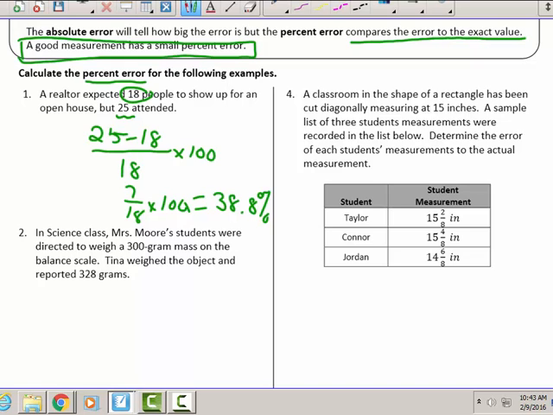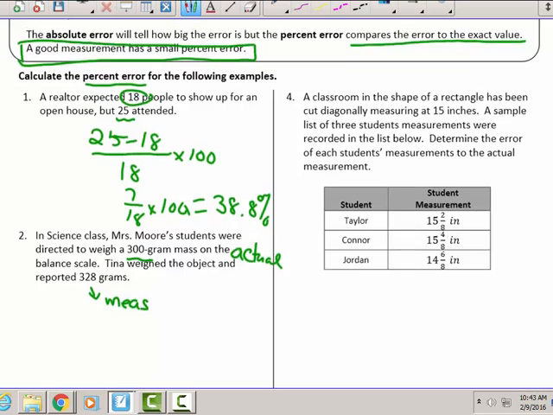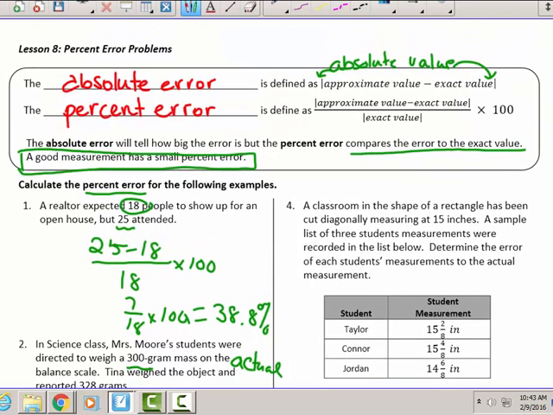In science class, Mrs. Moore's students were directed to weigh a 300-gram mass on a balance. Tina weighed the object and reported 328. So this is the actual, and then this is the measured. So in our formula, let's go back up here and let's add these in. So your approximate is really also your measured, and the exact is your actual.